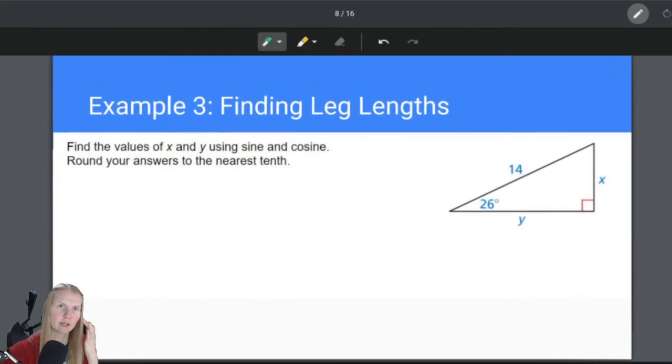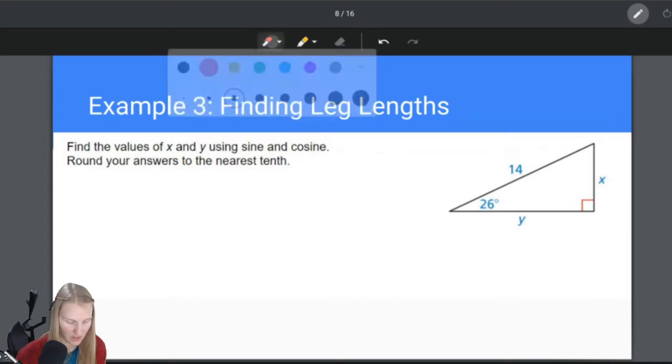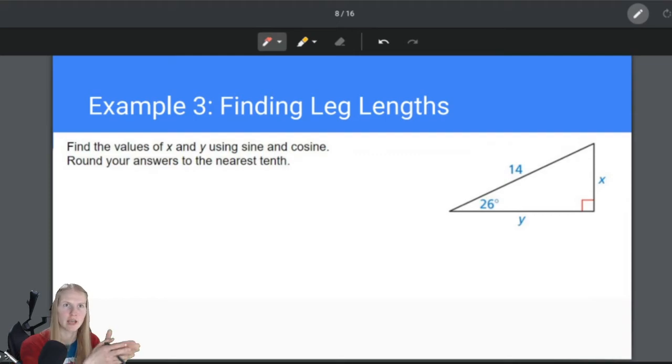Same thing that we did with tangent, but now we're doing it with sine and cosine. Find the values of x and y using sine and cosine. Round your answers to the nearest tenth. Ooh, tenth. Yay. And make sure you pay attention to what the instructions say about how to round and what to round to.